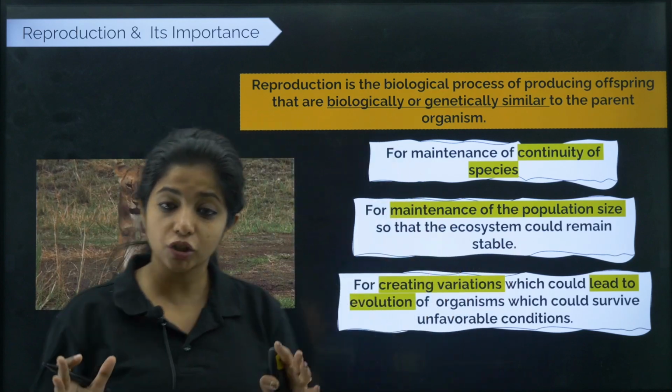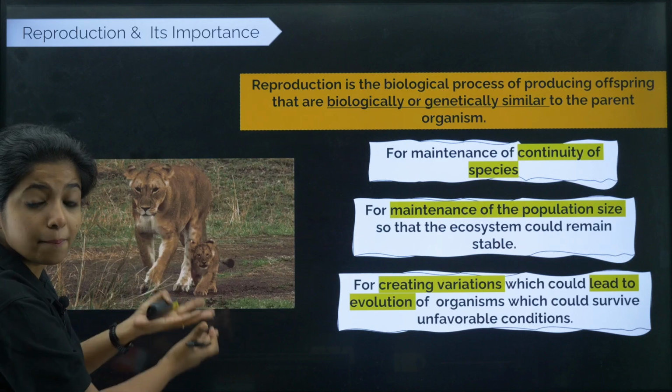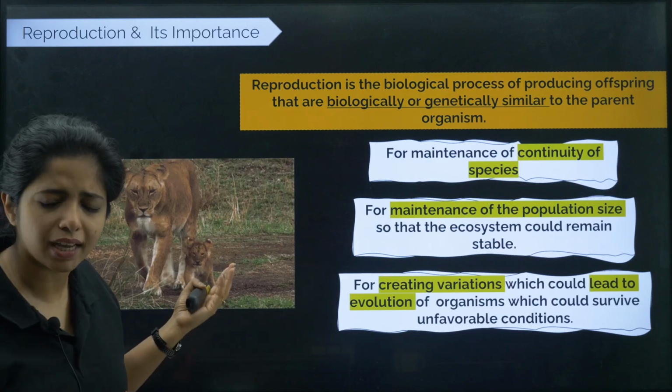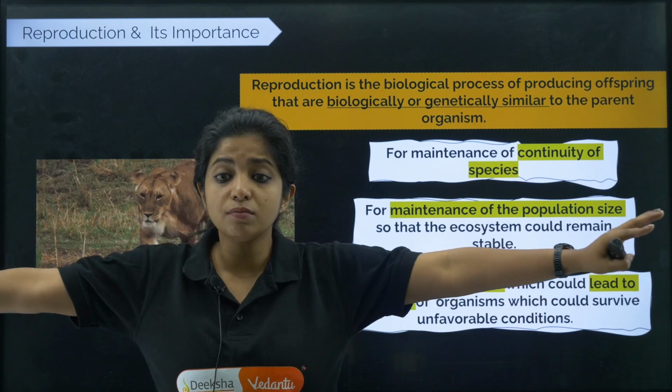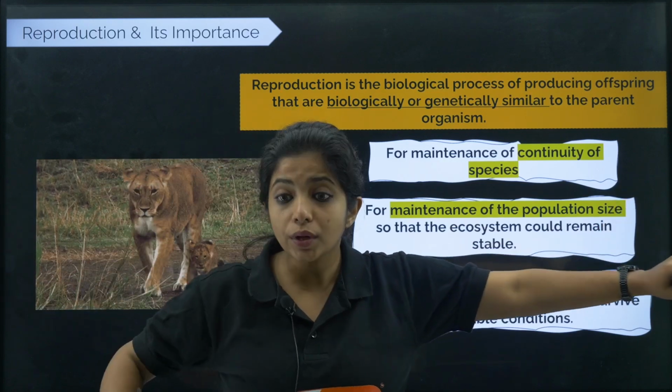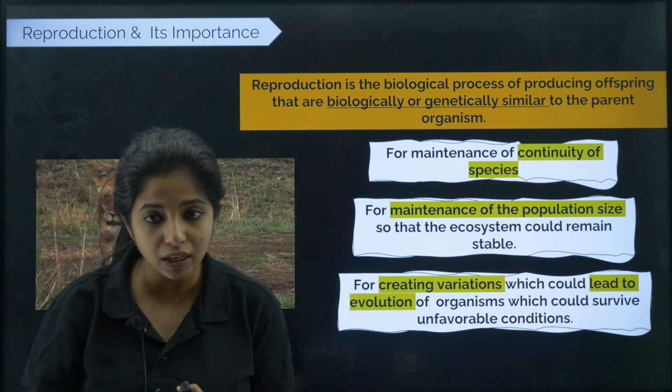So reproduction is a biological process where the parents are going to give rise to offsprings which are similar to them biologically as well as genetically. And why do you think it's important? It's important because suppose all the organisms decided that we are not going to reproduce. Do you think their species would be continuing? No. So for continuity of the species, we need reproduction.